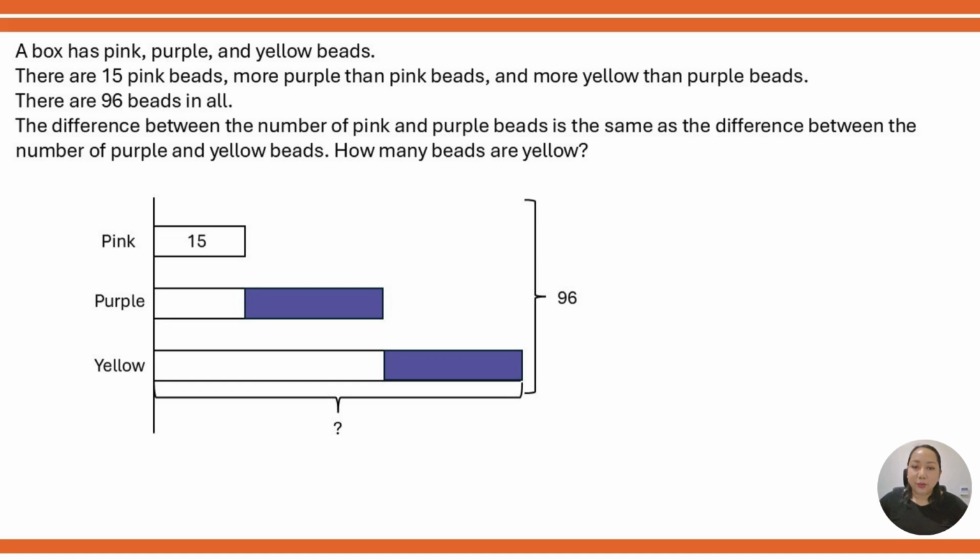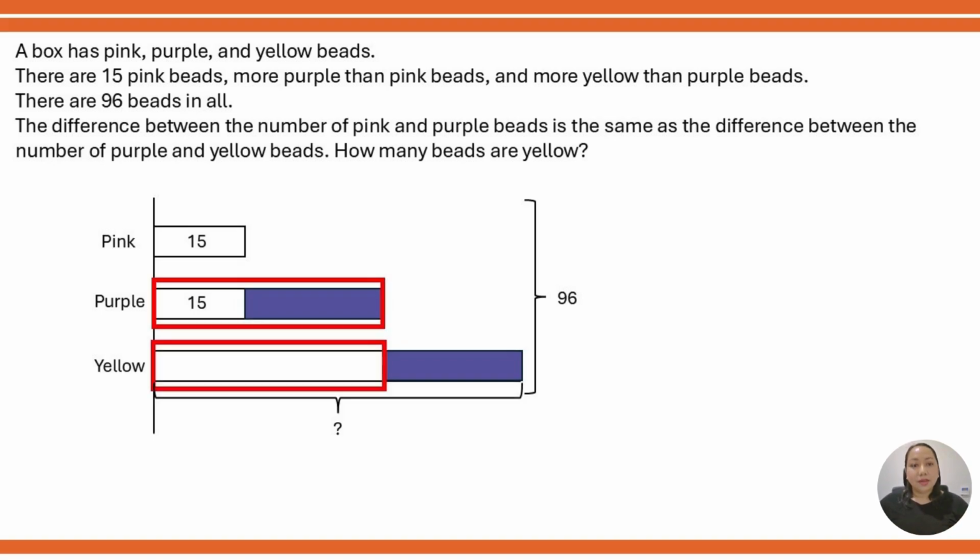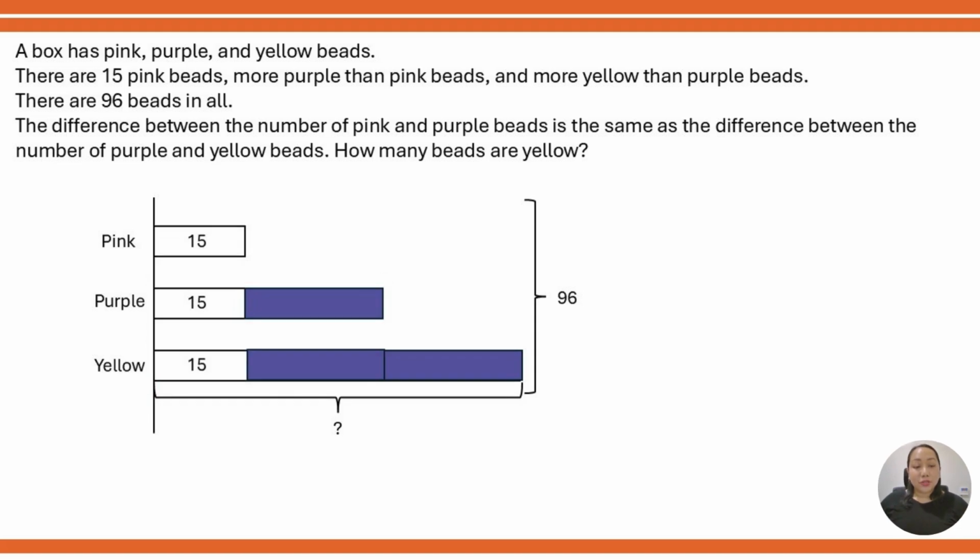How many beads are yellow? I will now mark the whole bar for the yellow beads question mark. Since the bar for the pink beads has the same size as that of the shorter part of the bar of the purple beads, I will also mark that part of the bar for the purple beads 15. Now notice that the size of the bar for the purple beads is the same as that of the longer part of the yellow beads bar. So I can also label it the same way as it is labeled in the purple beads bar.